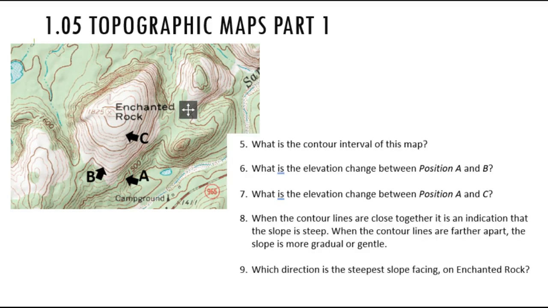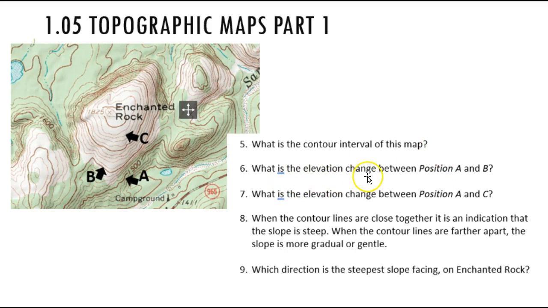Okay, so we're going to move on to numbers 5, 6, and 7. What is the contour interval of this map? Well, we just found that in number 4. So you can write that number right here. After you've divided that 100 by 5, you can put that number right here.